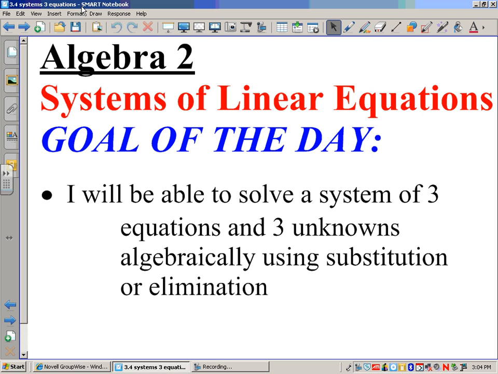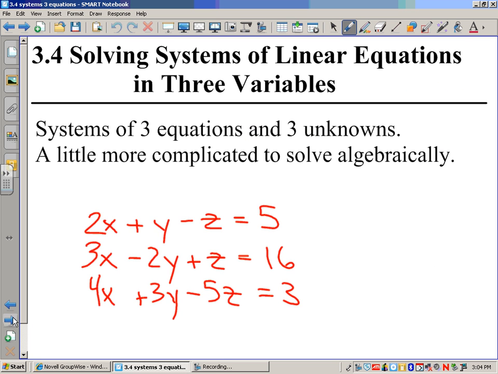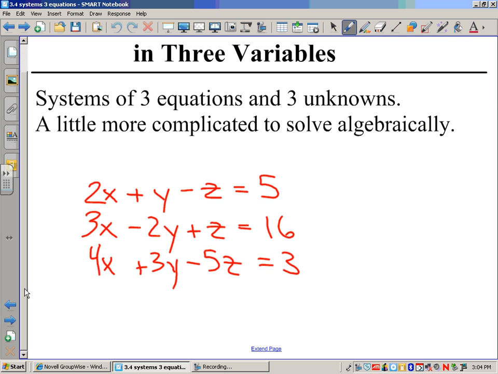Today we are going to solve systems of 3 equations and 3 unknowns algebraically. When I say using substitution or elimination, you'll actually use parts of both methods in solving these. Now, a couple things before we look at how to do it. 3 equations and 3 unknowns. You're going to have an x, a y, and a z. This would be what it would look like.